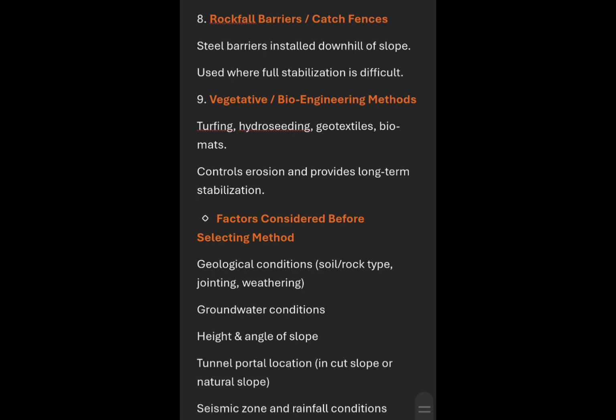Now we move forward. What are the factors considered before selecting methods? These are geological conditions, soil, rock type, jointing and weathering, and groundwater conditions, height and angle of slopes, tunnel portal location, and seismic zone and rainfall conditions.